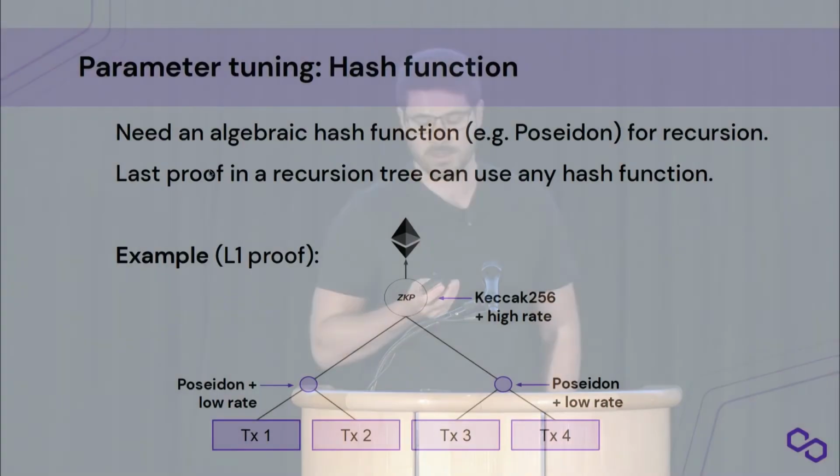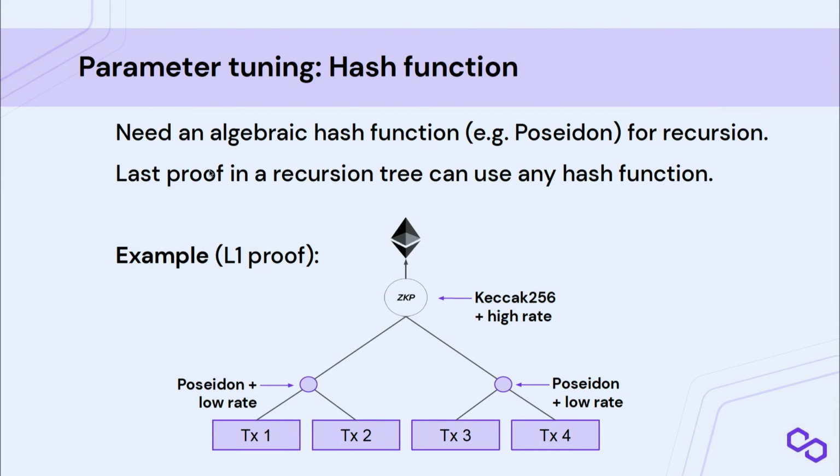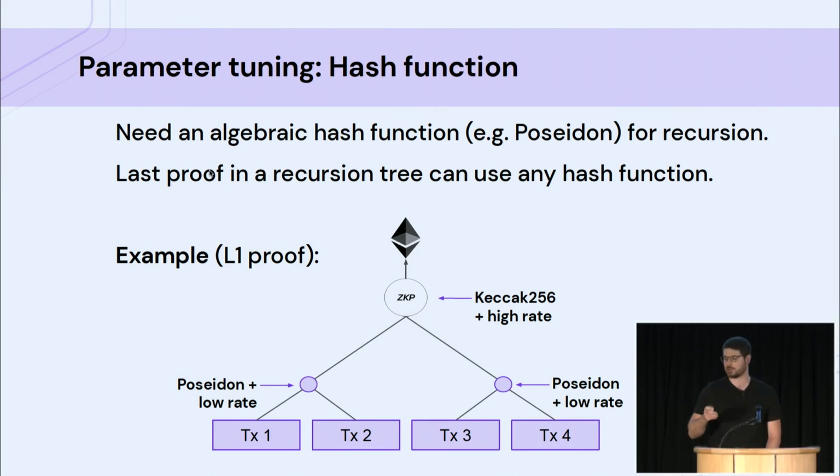Another parameter in FRI is the hash function itself. If you want to recurse on your proof, you need an algebraic hash function, like Poseidon. But if you don't need recursion, you can use any hash function. One example where you don't need to recurse is the final proof in a ZK rollup. This proof is pushed to L1 and is verified on L1, so you don't usually need to recurse on this proof. And so you can use a hash function like Keccak.